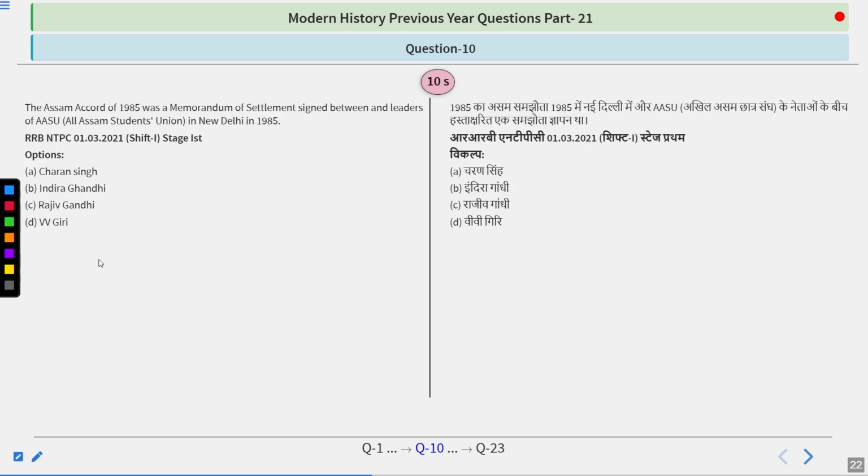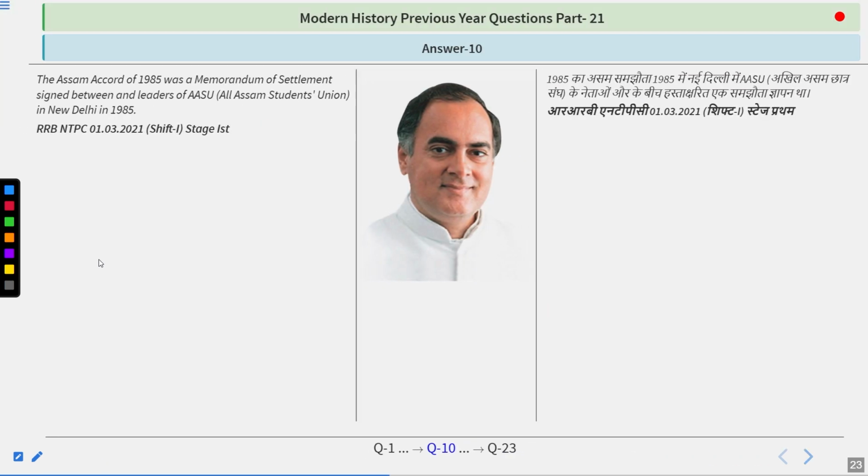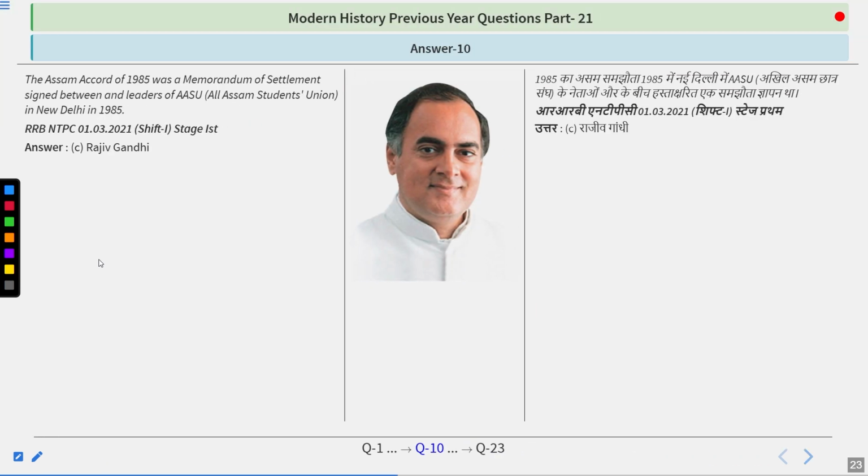The Assam Accord of 1985 was a memorandum of settlement signed between the representatives of the Government of India and leaders of AASU, the All Assam Students Union, in New Delhi in 1985. So options are Charan Singh, Indira Gandhi, Rajiv Gandhi, or VV Giri. Think about it. And I guess the answer you are looking for is quite right because the answer is Rajiv Gandhi.